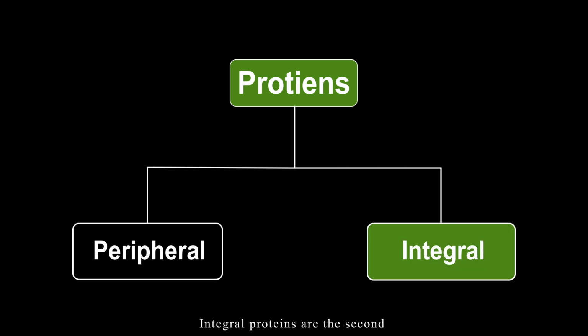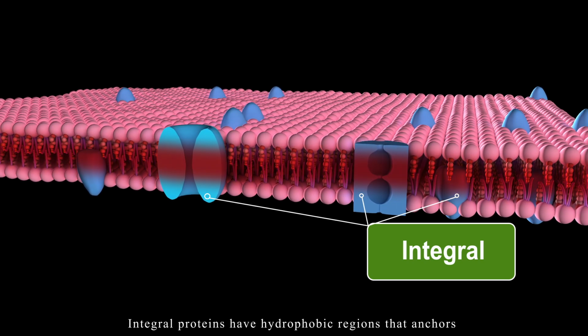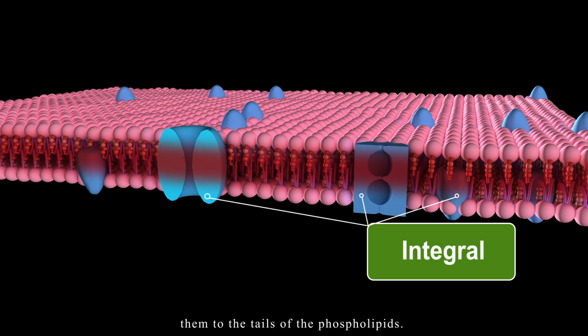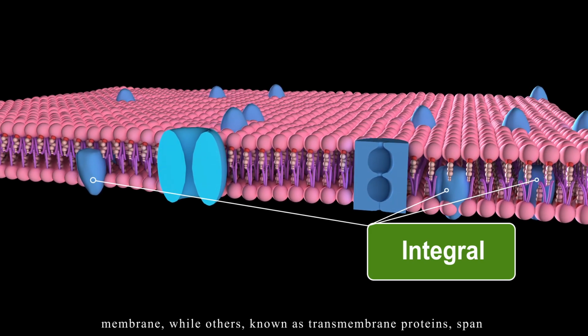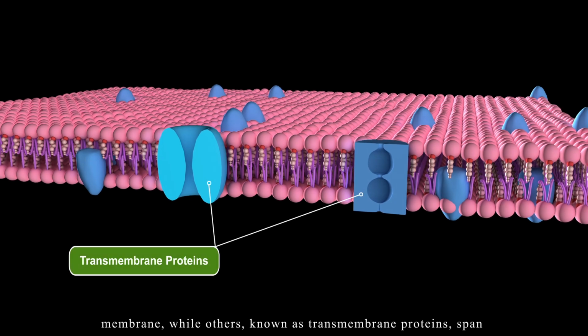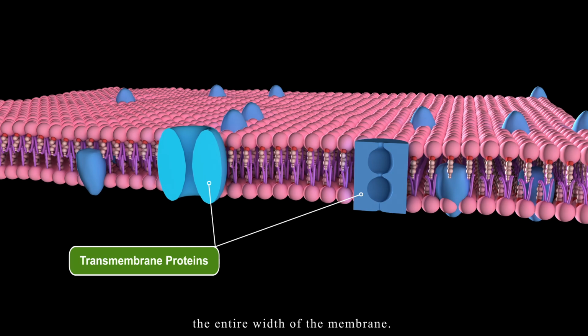Integral proteins are the second major type of membrane proteins. Integral proteins have hydrophobic regions that anchor them to the tails of the phospholipids. Some integral proteins are partially inserted into the membrane, while others, known as transmembrane proteins, span the entire width of the membrane.